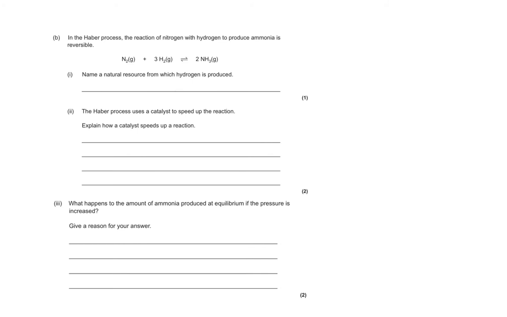Now that's 2 marks, and it's very clear what the definition is. You need to really make sure you know that definition. Part 3: What happens to the amount of ammonia produced at equilibrium if the pressure is increased? Give a reason for your answer.